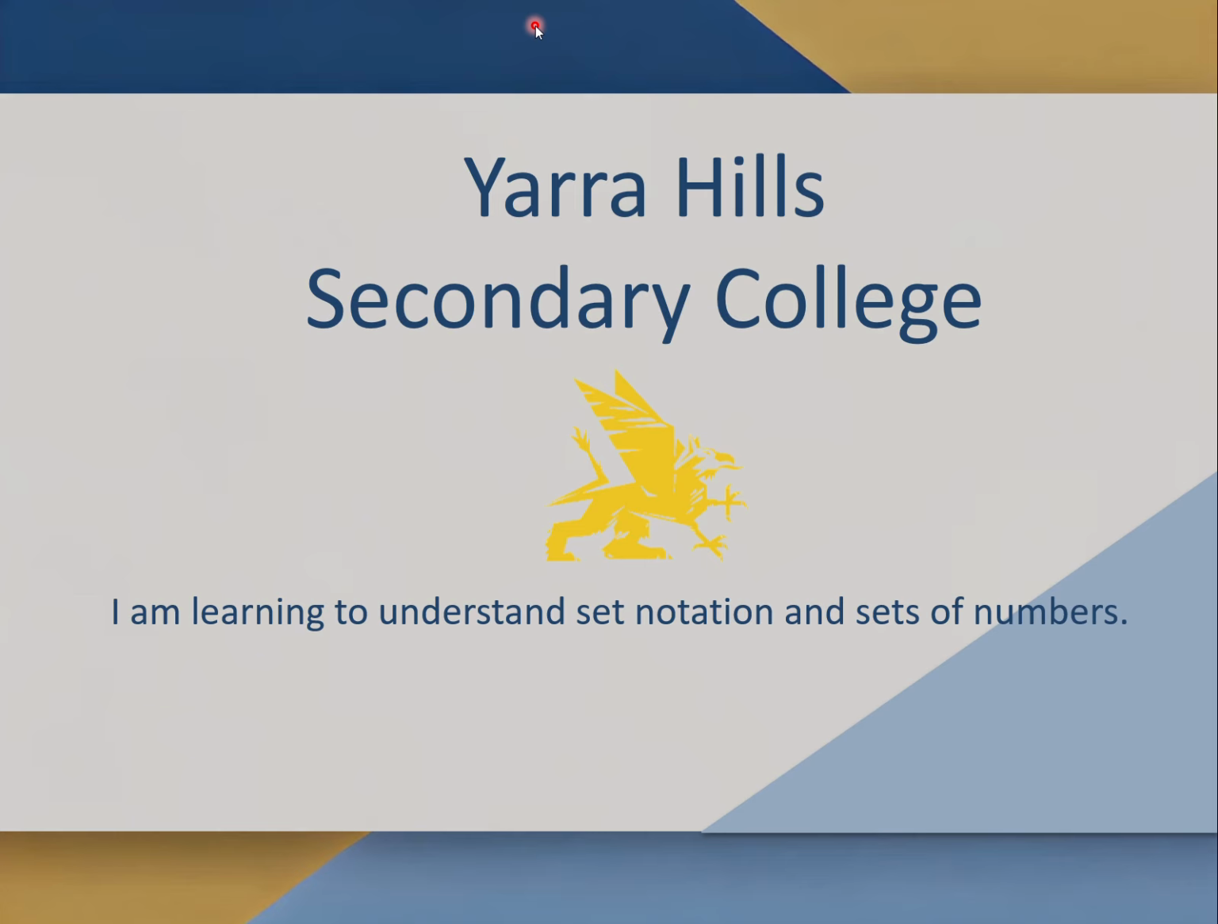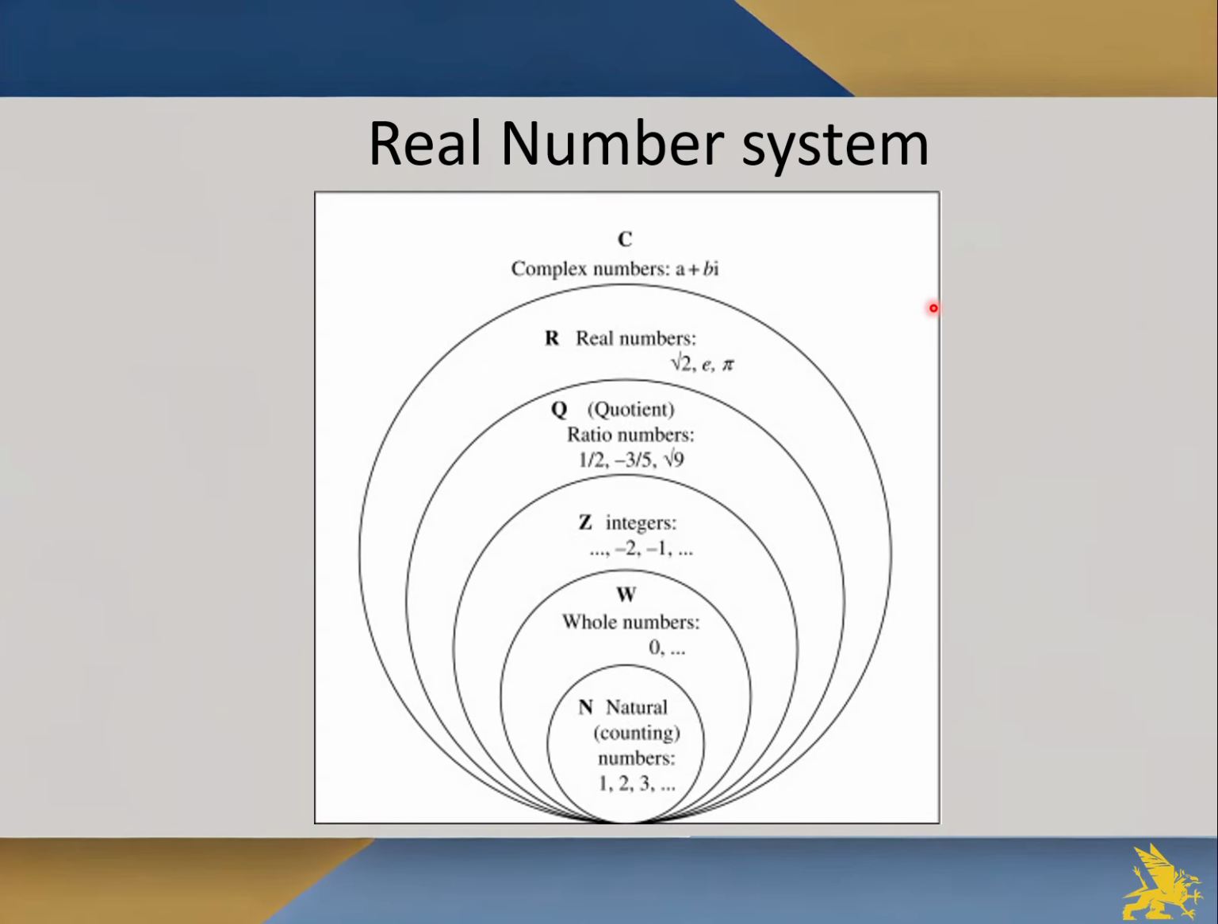Okay, so we are going to go through learning to understand the set notations and sets of numbers. We will be working out of 5A of the Cambridge Unit 1 and 2 textbook. So this will be incorporated into everything. In particular, when we move on to writing and function notation, we're going to be dealing a lot with the R.